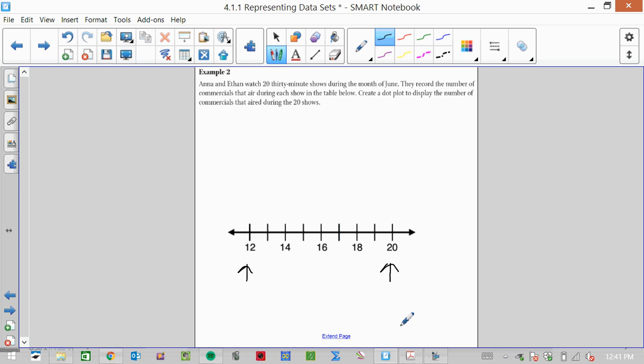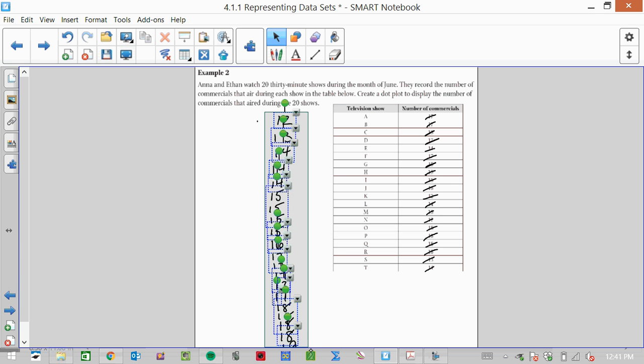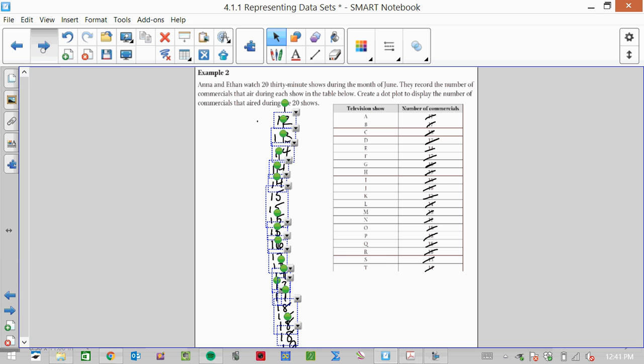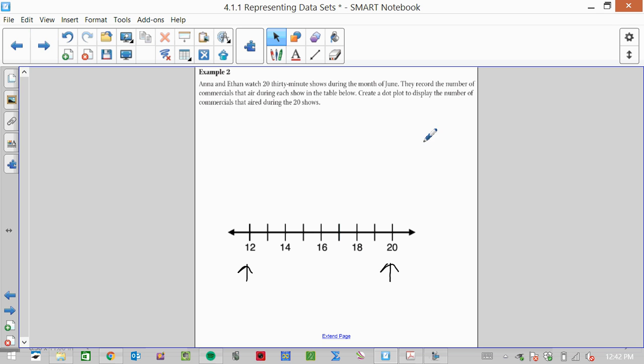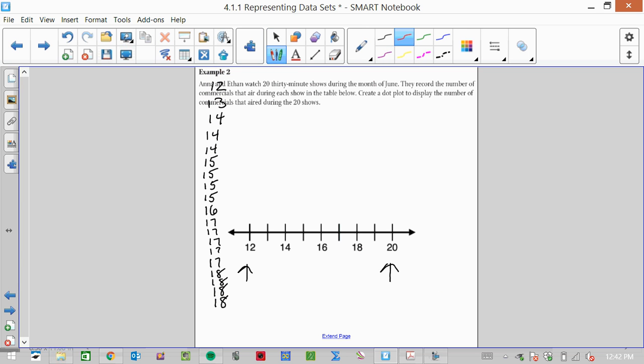Next thing I do is I go back and I look at my data that I've placed in this order. Let's see if I can grab this data and transfer it. I think I got it. Copy. All right, there it is. So now I'm going to place a dot everywhere I see a data point. Let me do this in red.